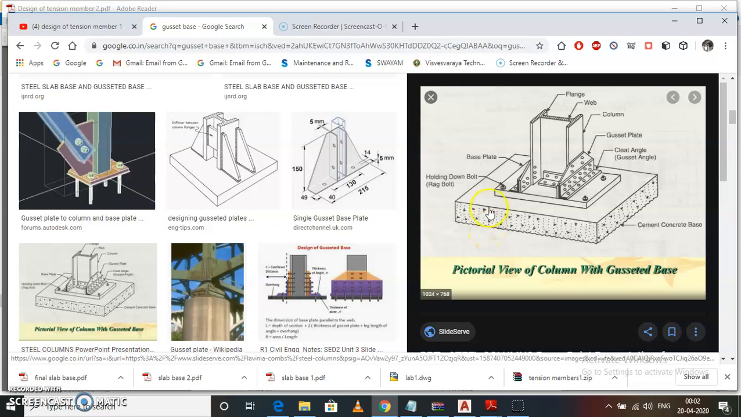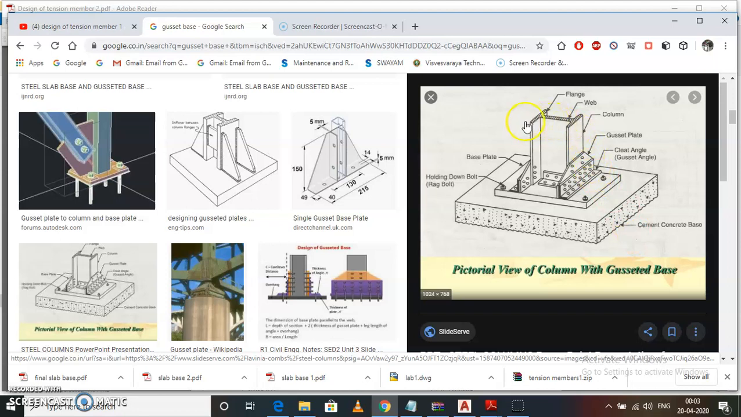It is similar to the slab base. The only difference in this case is we provide an additional gusset plate. You can see in the diagram, this is the gusset plate. The concrete pedestal will remain the same as it is. Then we have to decide the dimension of the base plate and cleat angle. Afterwards we provide a gusset plate, which helps to transfer the heavy load uniformly to the base plate, and in turn will transfer to the foundation. Then the foundation will transfer uniformly to the soil.